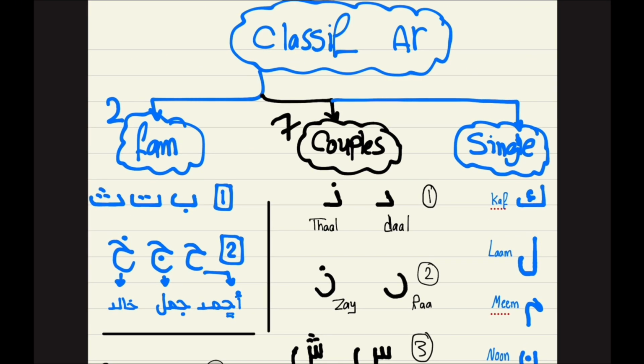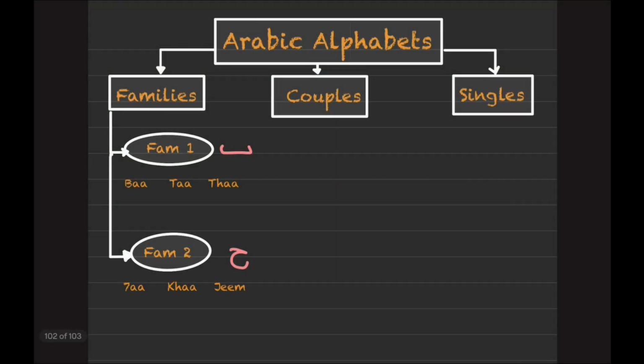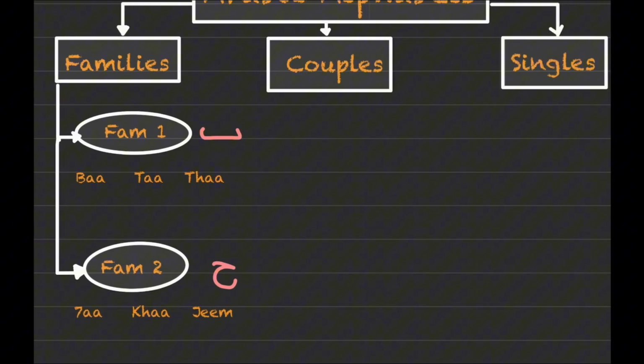Okay, so let's start first with the first category, which is families. As we mentioned earlier, you have two families to invite. This is the first family and the second family, both consisting of three letters. So the first family consists of three letters, and the second family too consists of three letters. Let's start with the first family.